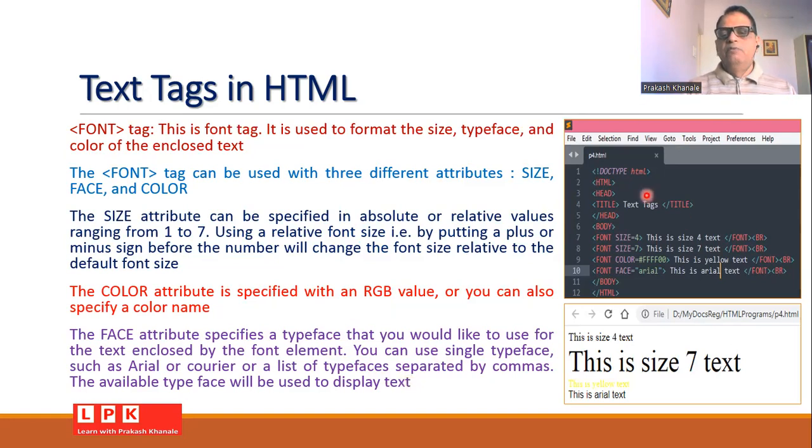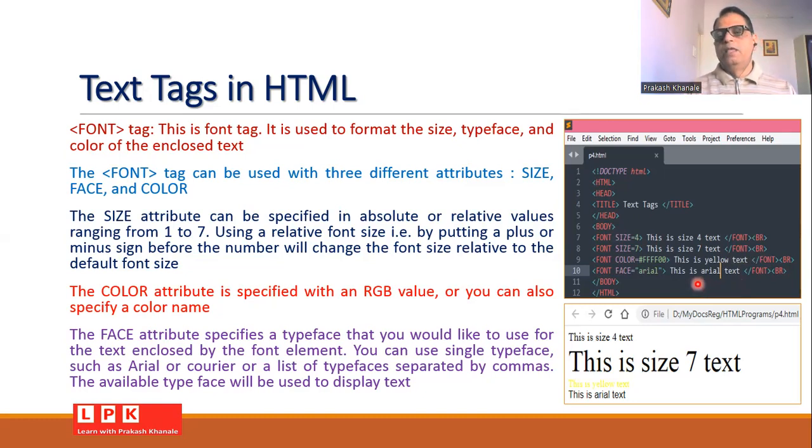For example, I have a file p4.html where I have displayed the text: This is size 4 text, where the font size is 4. Then I have displayed the text: This is size 7 text, where the font size is 7. Then for color, this is yellow text. I want yellow color. Yellow means red and green are at the maximum value FF, FF, and blue is 0. Therefore, the color value is hash FFFF00, so this text will be displayed in yellow. And then the typeface is used as Arial. This is Arial text.